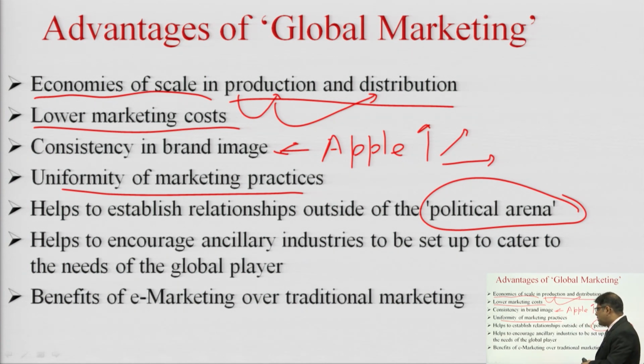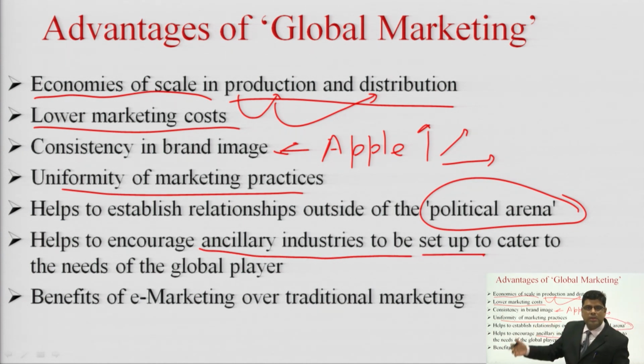The next advantage the company has is that it helps encourage ancillary industries. Because the company is doing global marketing, many auxiliary or supporting industries are set up in various countries as well as in the home country. If we talk about the automobile industry, then the car manufacturers have many ancillary or auxiliary industries such as tire manufacturers, engine manufacturers, and assemblers, etc.